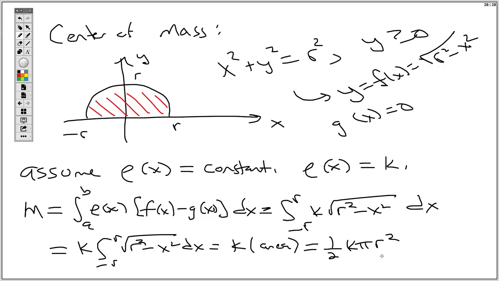Now, if you think about balancing a semicircle, it's symmetric about the y-axis, right? It's symmetric about the center. So you would expect that the moment about the y-axis should be what? In other words, there's just as much semicircle on the left as there is on the right. That means that the moment about the y-axis should be 0.